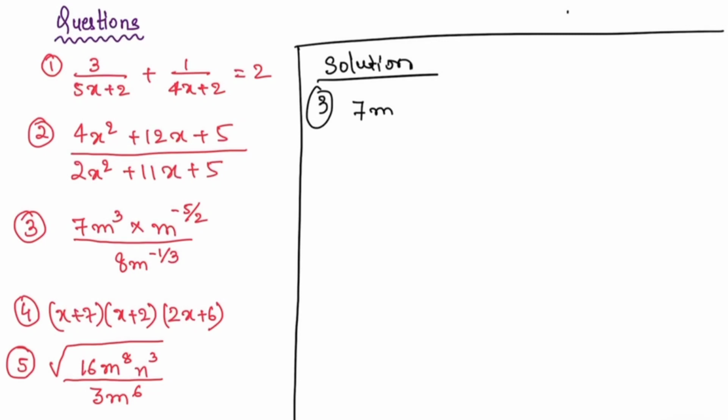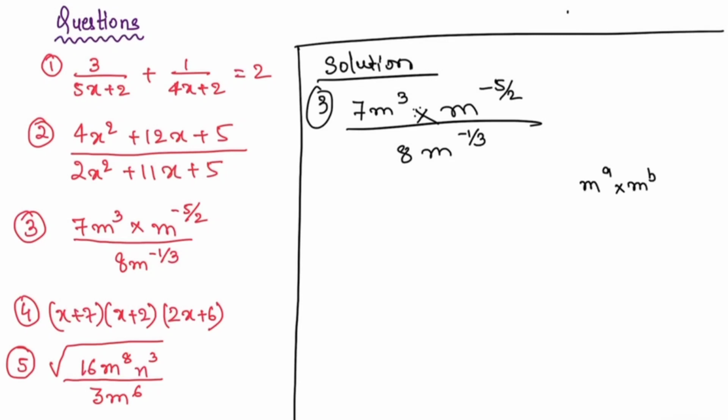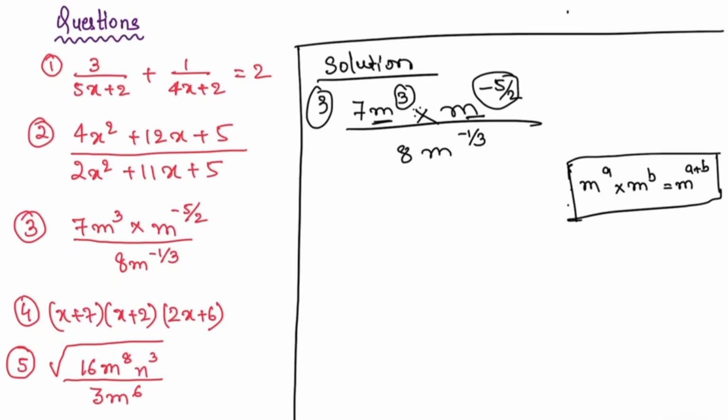The third question says 7m cube times m to the power minus 5 over 2, over 8m to the power minus 1 over 3. These are the powers. Now we have to solve this. How will we solve this? First we know that m to the power a times m to the power b is equal to m to the power a plus b. This is the formula, right? If you see the question, the numerator is in the same manner: m to the power of something and again m to the power of something. So we'll just add them up together.